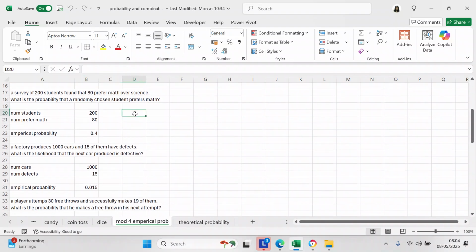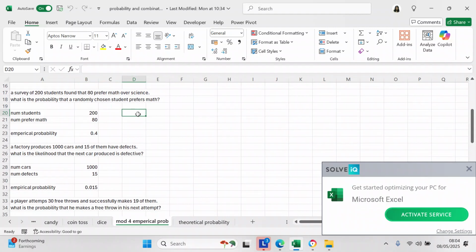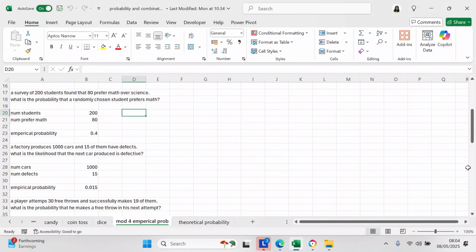The next question is, a survey of 200 students found that 80 prefer math over science. What is the probability that a randomly chosen student prefers math? The number of students is 200, and the number that prefer math is 80. You calculate that by dividing the number that prefer math by the number of students, and that is 40%. So it's B21 divided by B20.